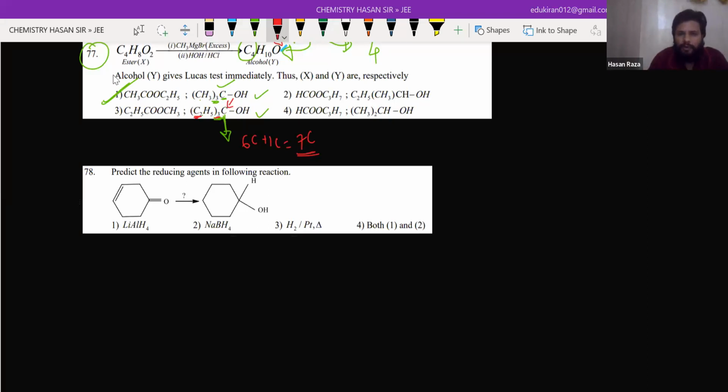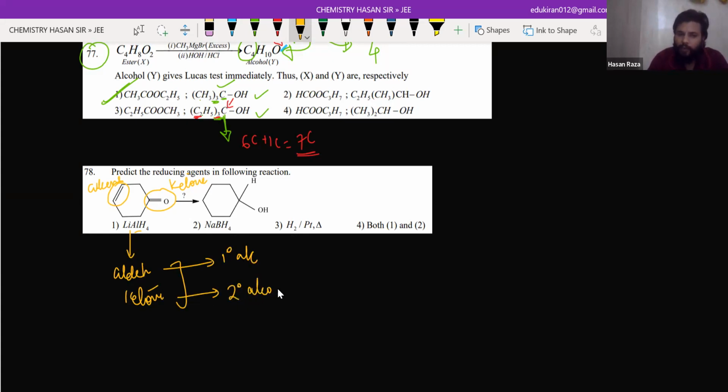4 is the wrong answer. See, here it is alkene. And here it is ketone. And you can see alkene is also reduced and ketone is also reduced. So LiAlH4 easily reduces aldehyde and ketone to the corresponding alcohol. That means aldehyde will be 1 degree alcohol and ketone will be 2 degree alcohol. Okay, ketone will be 2 degree alcohol from this.